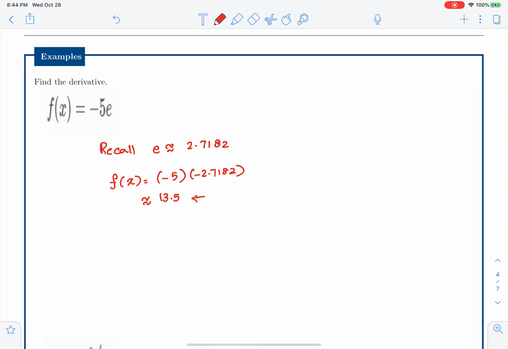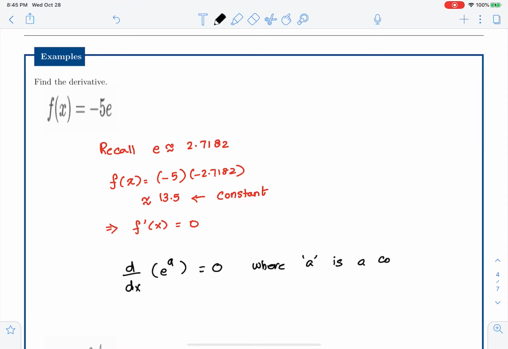So that means a constant. So f of x is a constant, which implies f prime of x is just 0. A constant doesn't change. In general, the derivative of e raised a with respect to x is 0. Because there is no x here.